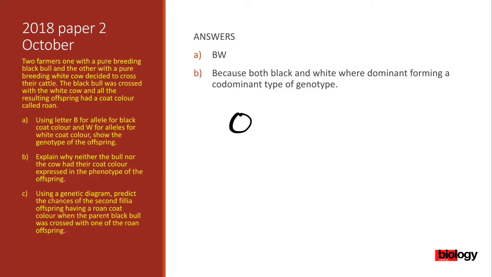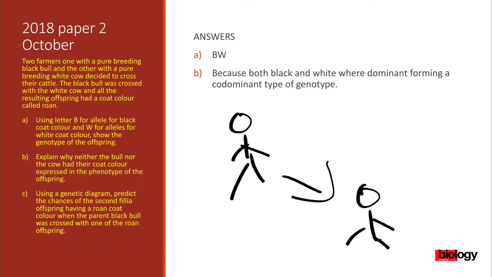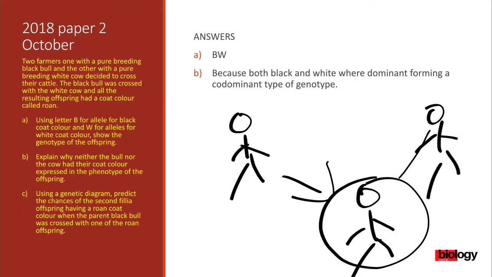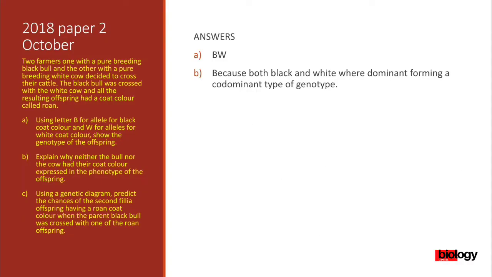So if this person has children, his children are the first generation, or first filial generation. When this child has children, these children will be the second filial generation, the second generation. So don't get confused. Filial means a child. These are just generations. So they are asking us to use a genetic diagram and predict the chances of the second filial offspring having a roan coat color.